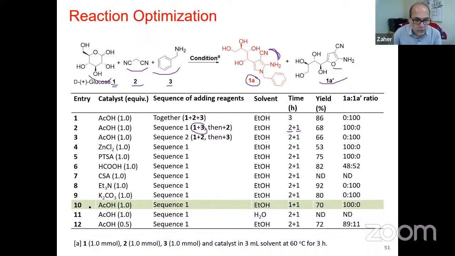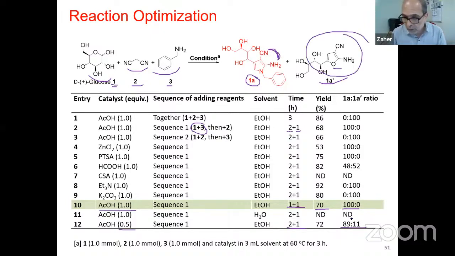Here, for those who ask me which one is the optimum catalyst, I am using here 1%. The reaction time is 2 hours. The yield is 70, and I'm getting 100% selectivity. If you compare here, I'm using 50% less catalyst. However, here the reaction time is higher, and I have an impurity here. My impurity here is this furan.